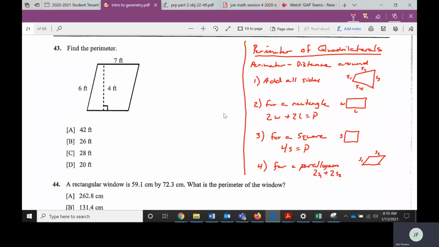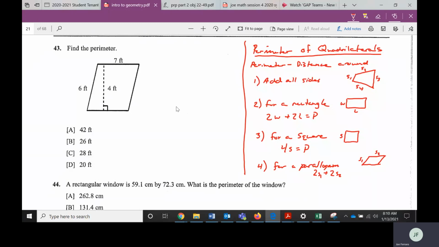Okay, so we're not going to do the problems in order. We're going to skip around a little bit and do ones that are similar first. We're going to do all the ones with quadrilaterals that I want to go over first, and then we'll look at the ones with circles.